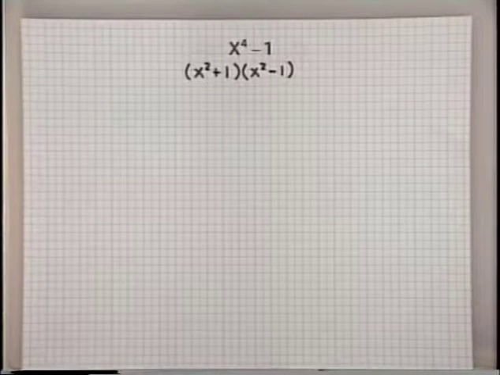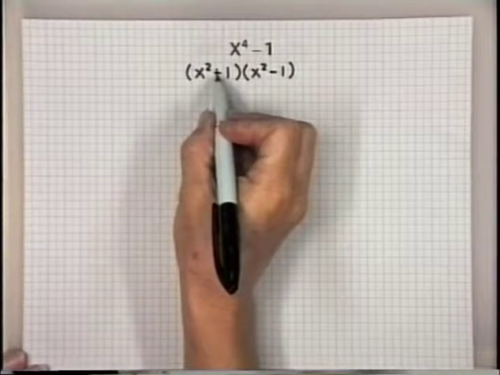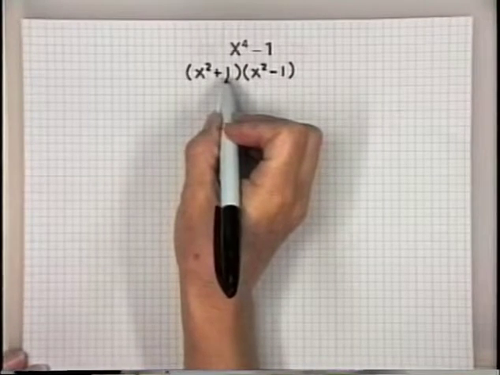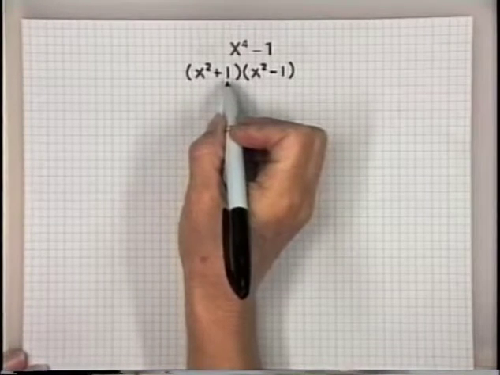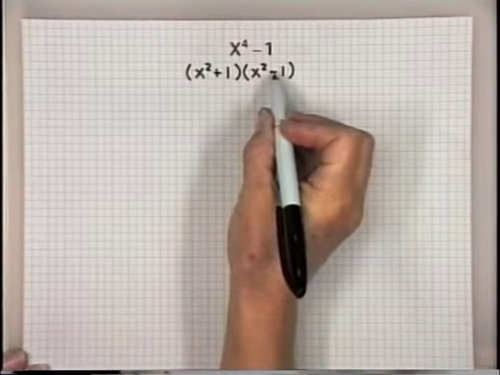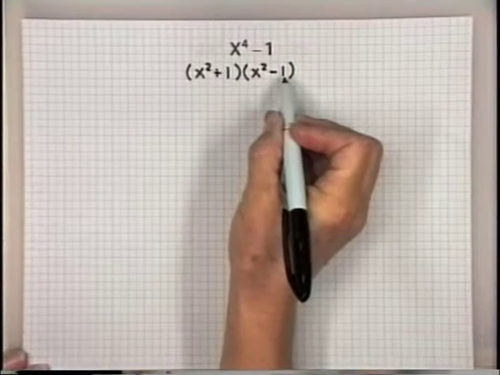Now, don't forget about that very last step that we discussed earlier. Can either of these factors be factored some more? Looking at this first factor, I notice this is a sum of two squares. We cannot factor a sum of two squares, so this factor cannot be factored anymore. This factor, however, is another difference of two squares, so this one we can factor some more.